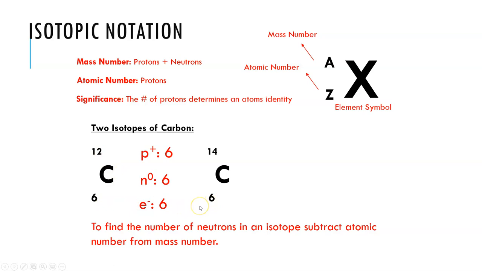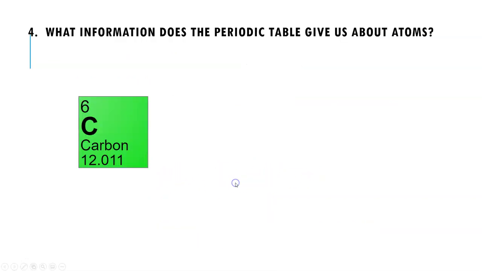So take a minute, pause the video, see if you can work out how many protons, neutrons, and electrons are in an atom of carbon-14. All right, hopefully you paused the video and worked this out. It's carbon, the atomic number is 6, so protons and electrons are still going to be 6. Now though, we have 14 particles in our nucleus, and 6 of them are protons, so 8 of them must be neutrons.